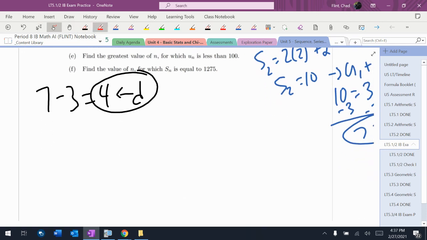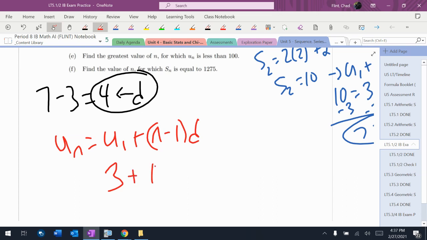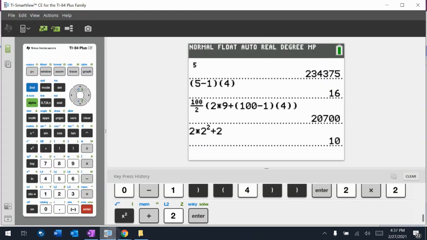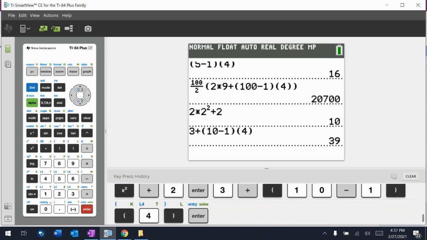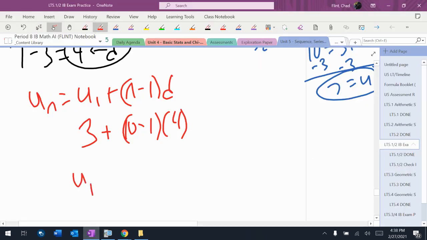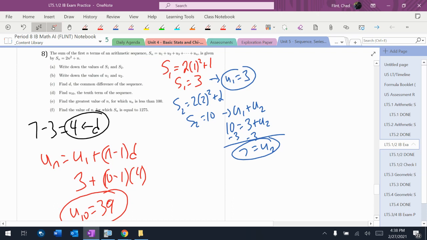Okay, well now I start using my formulas. So Un equals U1 plus n minus 1 times d. And I just figured everything out. So U1 was 3, so plus 10 minus 1 times 4. Okay, so that's going in the calculator. So it's 3 plus 10 minus 1 times 4. 39. So U10 equals 39. Now, the one thing I would do with these is I would label everything. I would circle everything and label it if you're not going to make a nice, neat, little organized chart.